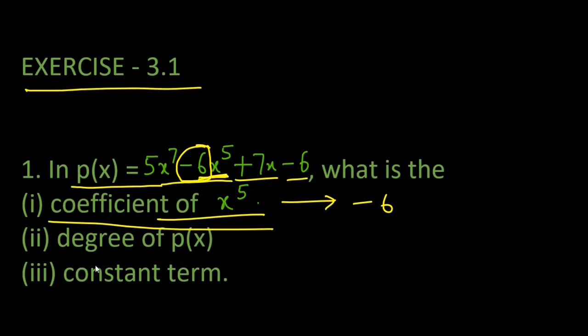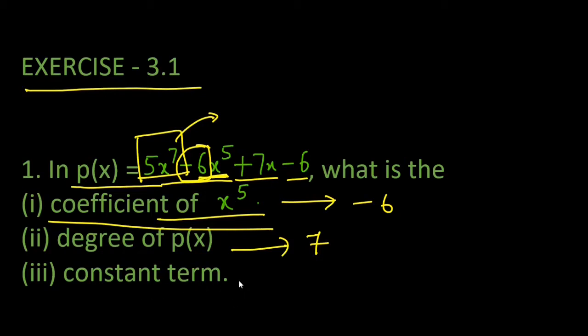Second, the degree of P of x. The degree of P of x is the degree of the highest degree term. In the given P of x, the highest degree term is 5x power 7. So the highest exponent in P of x is 7 here. So the degree of the polynomial is 7.